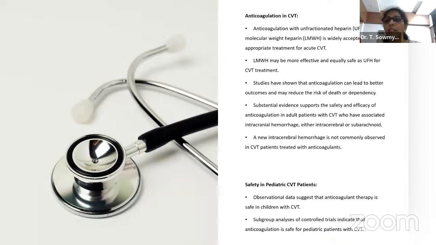And studies have shown regarding the anticoagulation, low molecular weight heparin may be more effective and equally safe as unfractionated heparin. And substantial evidence supports the safety and efficacy of anticoagulation in adult patients with CVT who have associated intracranial hemorrhage, either intracerebral or subarachnoid. And they observed that new intracerebral hemorrhage is not common in CVT patients who are treated with anticoagulants. And in pediatric patients also, not much difference. It's the same.